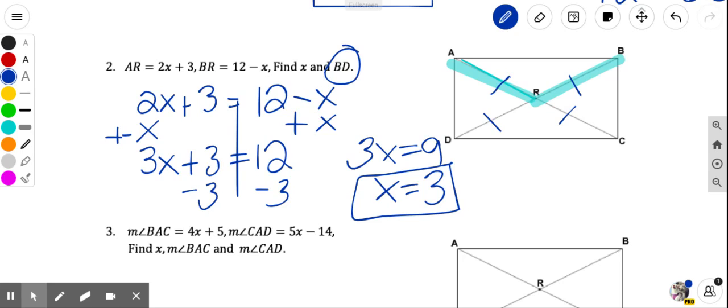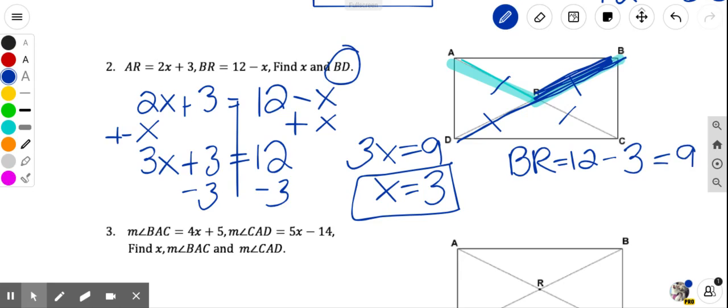So to find BD, if we take a look at the picture, BD is this whole thing. So if we can find this part, BR, and then we would just double it to find BD. So let's find BR by plugging in 3. So that's going to be 12. Instead of minus x, I'm going to put 3. So that means BR is 9.